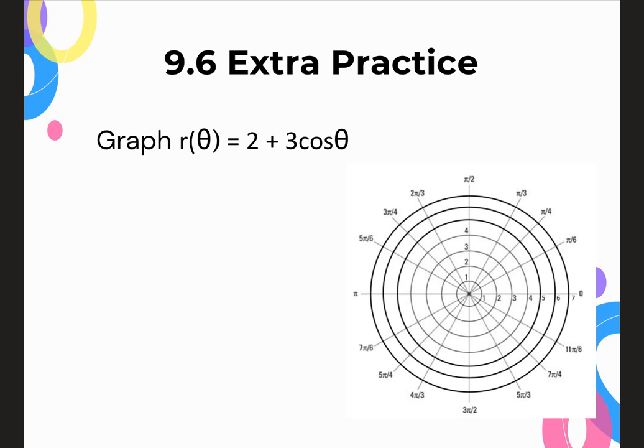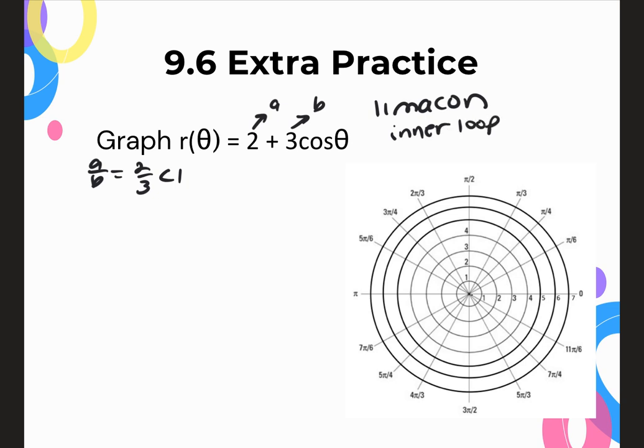What is this? This is a limaçon. Okay, how do I know it's an inner loop? A is 2, B is 3, A over B is 2 over 3, which is less than 1, so it's an inner loop. Then what do you do from there? From there, you add the 2 to get the max. You want to know the max? And it's a cosine, so it goes on the x-axis. And you want to know the min. Good. The cosine, so the max is going to be on the x-axis.